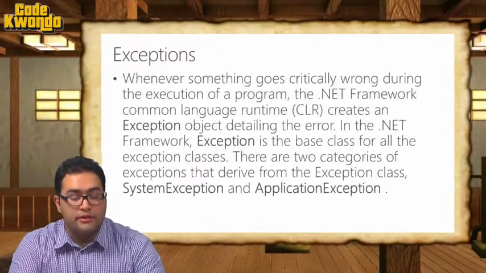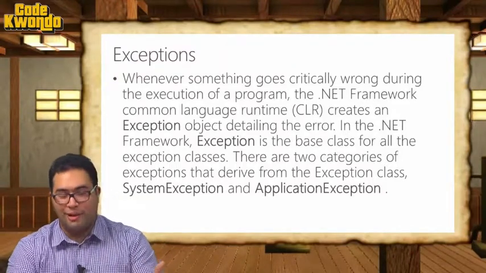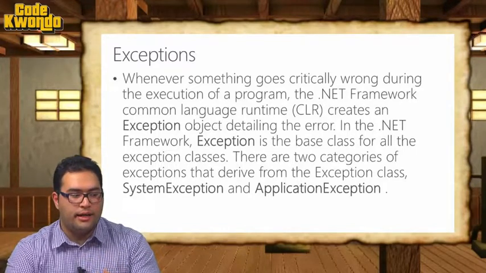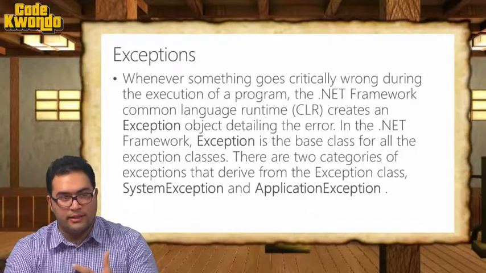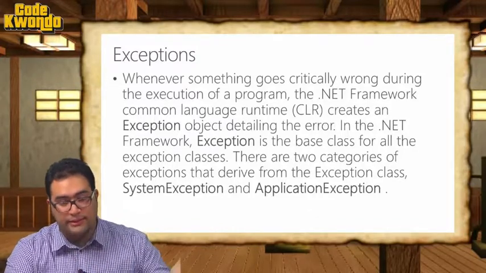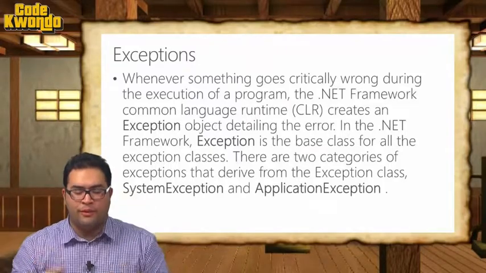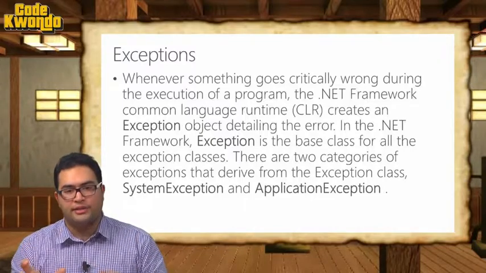So exceptions. Whenever something goes critically wrong, obviously there's an exception that gets generated. So in the .NET framework, there's a base class called the exception object. The exception object is the base class for all the exception classes, and essentially there's two branches from that one exception class. You've got the system exception and the application exception.